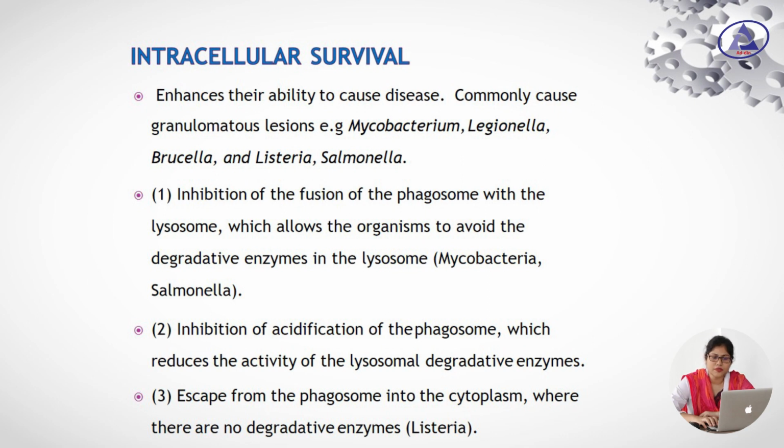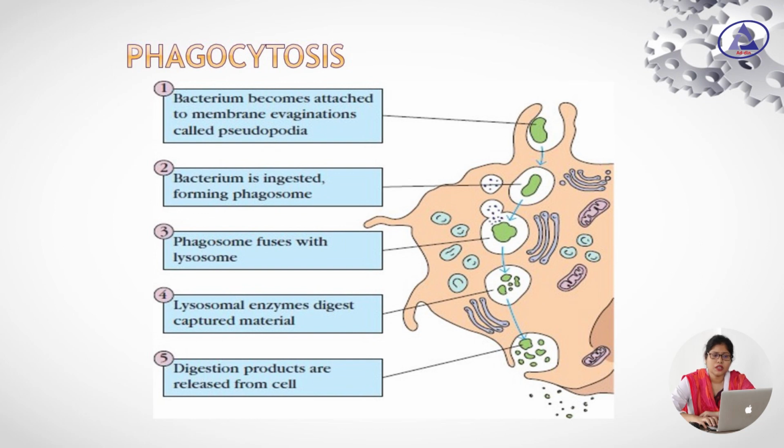The mechanisms include inhibition of the fusion of the phagosome with the lysosome, which allows the organism to avoid the degradative enzymes in the lysosome; inhibition of acidification of the phagosome, which reduces the activity of the lysosomal degradative enzymes; and escape from the phagosome into the cytoplasm, where there are no degradative enzymes. In this way, a microorganism can escape the immune system of the host.